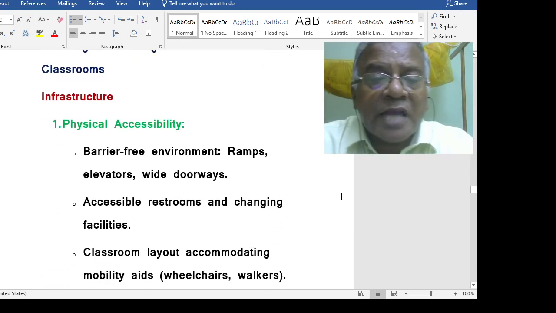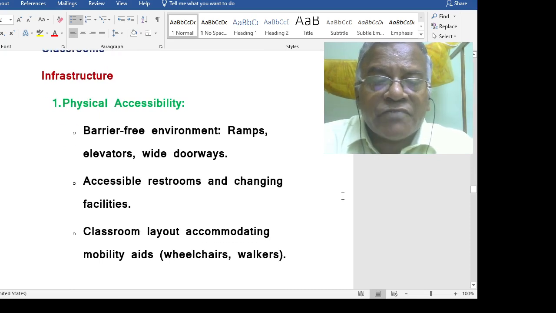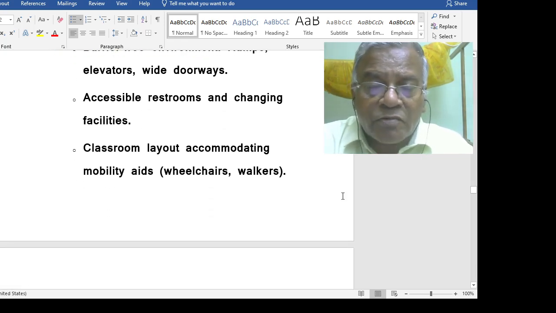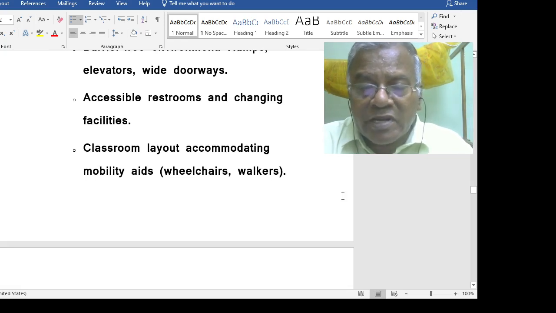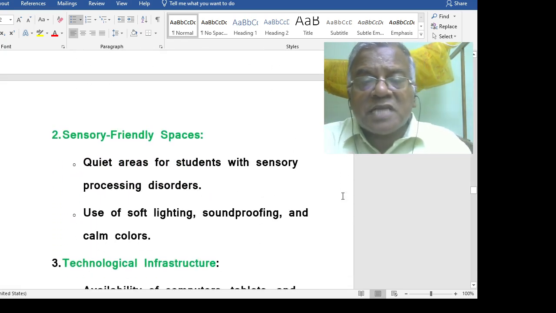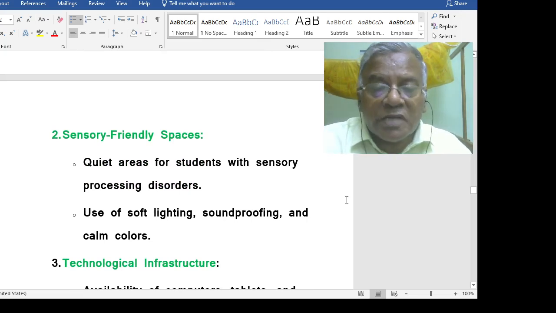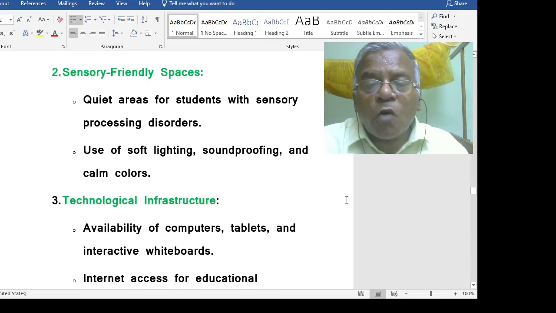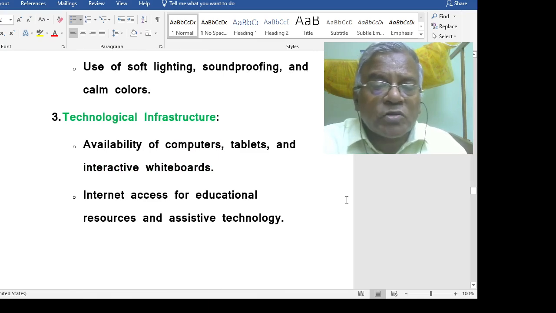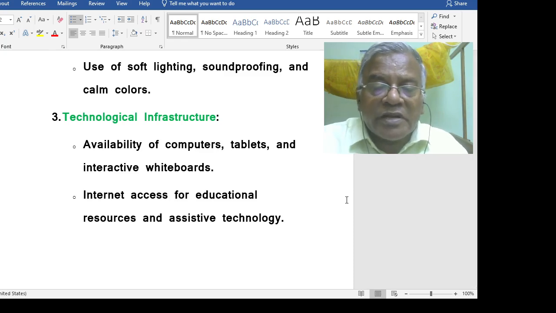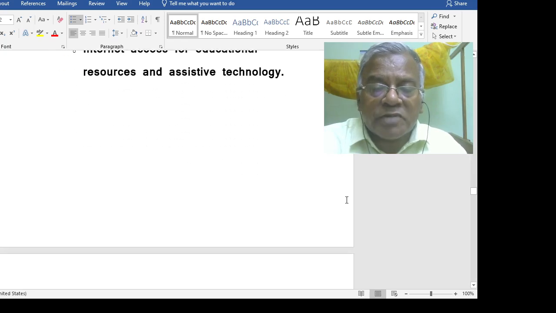So physical accessibility, infrastructure. A barrier-free environment should have ramps, elevators, wide doorways, accessible restrooms and changing facilities, classroom layout accommodating mobility aids, wheelchairs, walkers, etc. Then sensory-friendly spaces, that is quiet areas for students with sensory processing disorders, use of soft lighting, soundproofing and calm colors. Then technological infrastructure: availability of computers, tablets, and interactive whiteboards, internet access for educational resources and assistive technology.